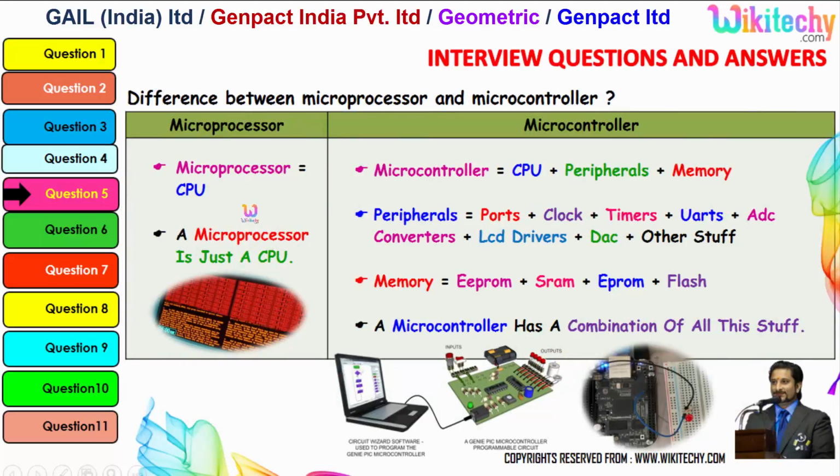So a microprocessor is nothing but a CPU, whereas a microcontroller is a CPU with peripherals and memory. The peripherals will have ports, clock, timers, UARTs, analog to digital converters, LCD drivers, digital to analog converters and many other things. Apart from that, the memory includes SRAM, EEPROM and flash memory. So a microcontroller has a combination of all these things.